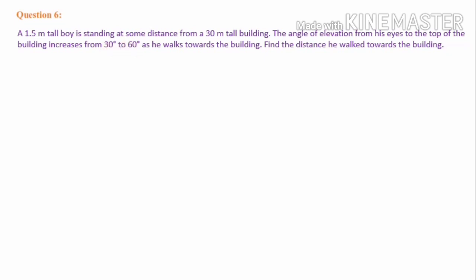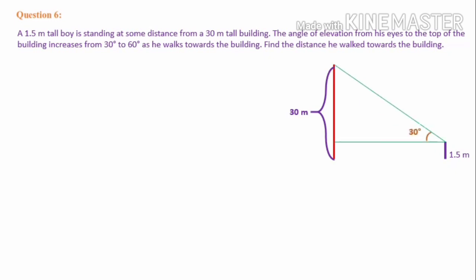The angle also will be changing or will be getting more. Here we have to find out the distance he walked towards the building. Let's visualize the question. There is a boy whose height is 1.5 meter standing away from a 30 meter tall building, and from this point he is looking at the top of the building at an angle of 30 degree. Here angle of elevation is 30 degree is mentioned.